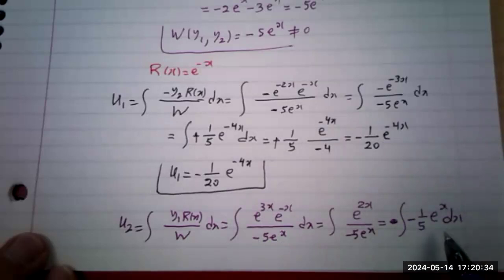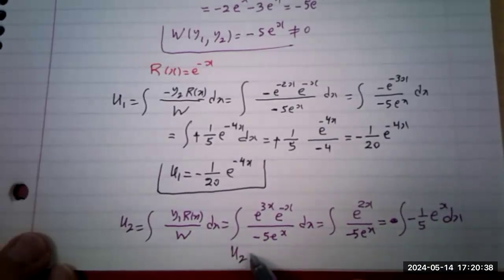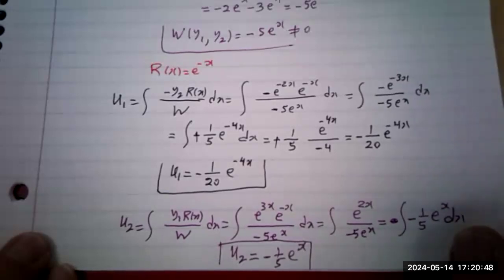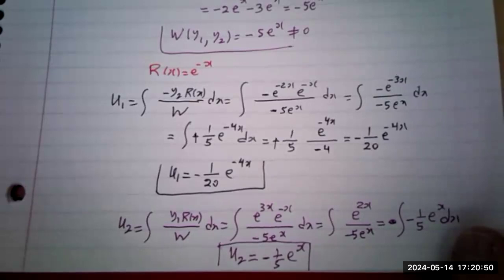Okay, so the last one you integrated, so u2 would be negative 1/5 e to the x. So that would be u2, negative 1/5 e to the x. Any question? You have to multiply them together, simplify it to get the yp: u1 y1 plus u2 y2. Probably it would be simplified.